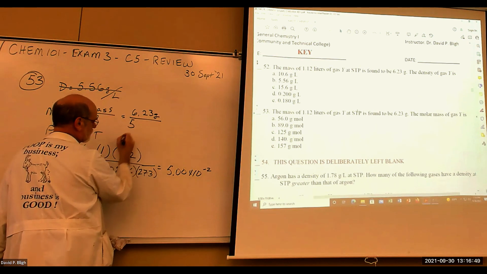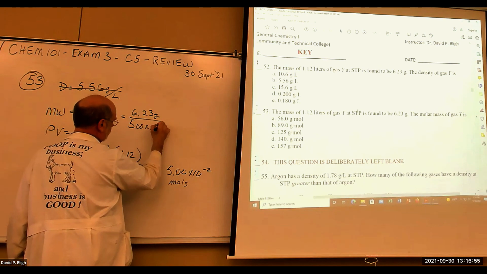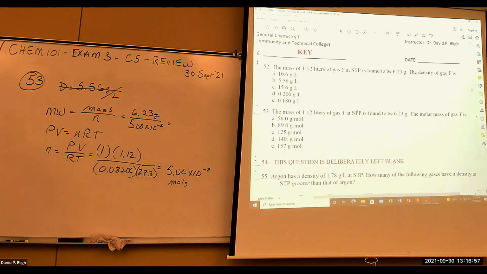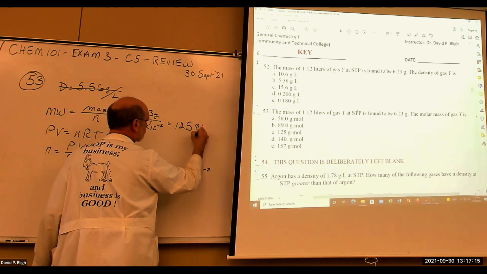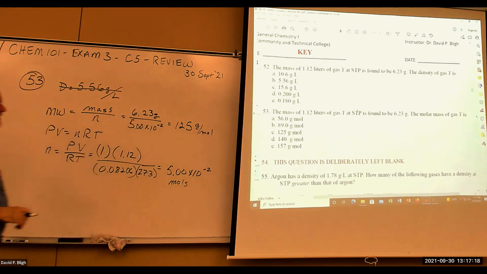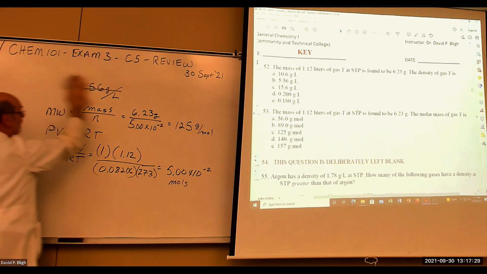So we put this up here, because that's moles. Divide that into 6.23. And I get 120, see how many significant figures we got. Rounded up to 3, 125 grams per mole. Okay, there it is right there. That was 53.